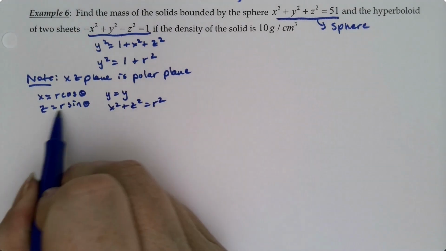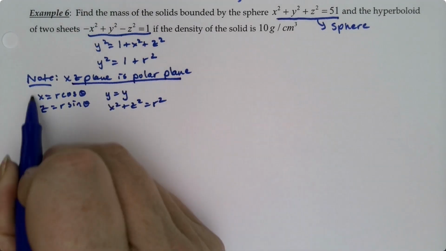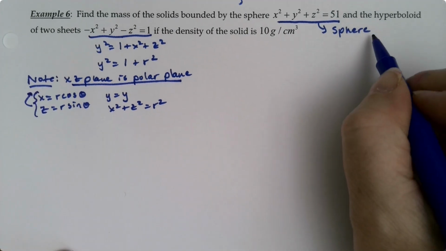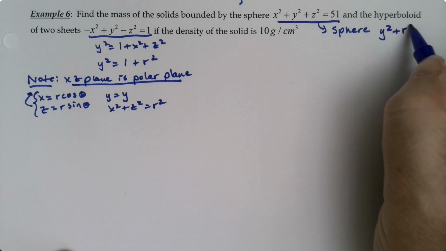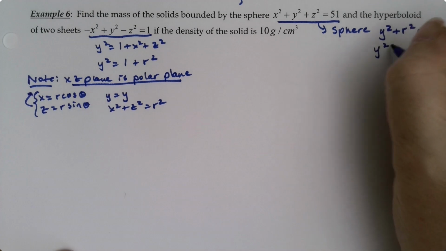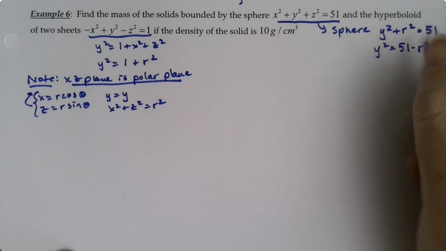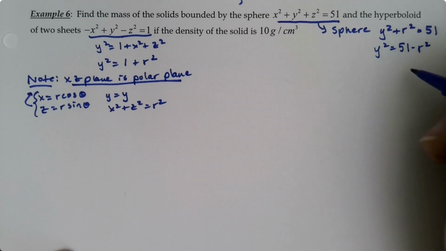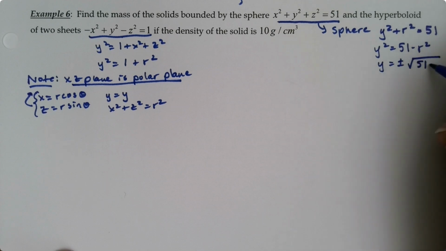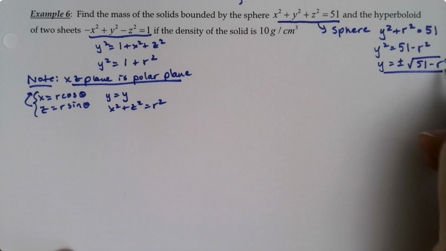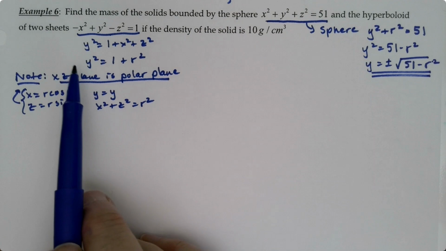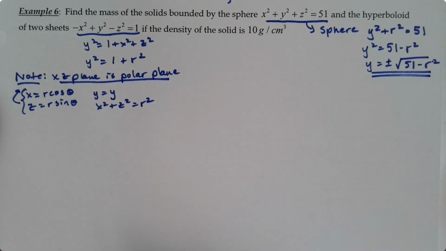And I'm going to use that piece. If xz is the polar plane, then all of these things are true. That means my sphere is really y squared plus r squared equals 51. So y squared is 51 take away r squared, so y is plus or minus the square root of 51 minus r squared. All right, so there are those objects. That's the sphere, and this is the hyperboloid. So let's draw that.